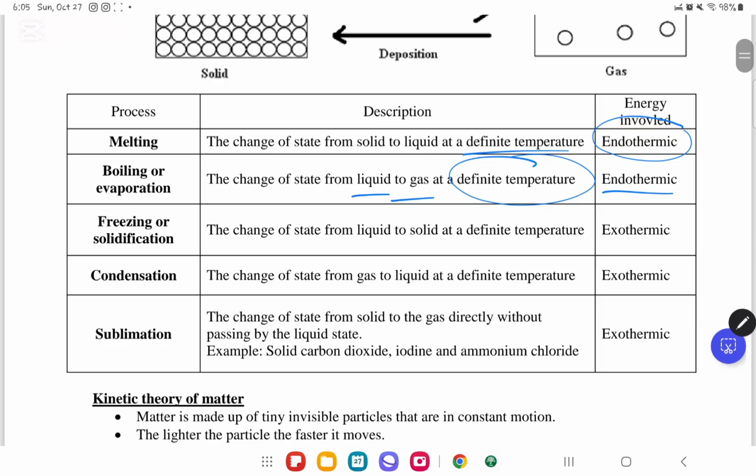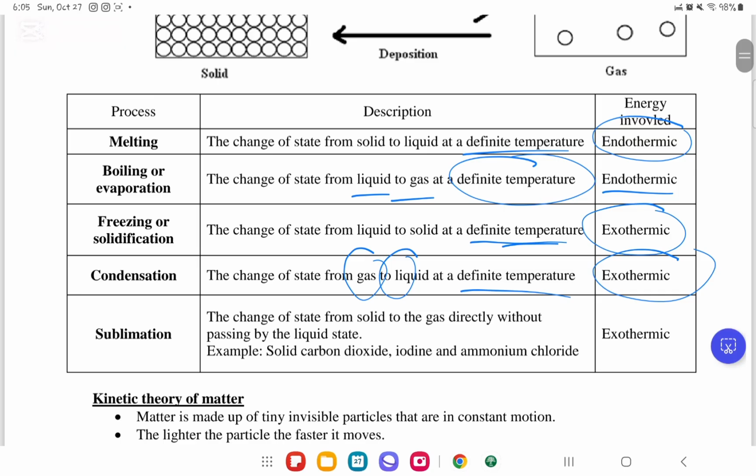Then we have freezing or solidification. It is the change of state from liquid to solid at a definite temperature. Now the difference is that it's exothermic. Exothermic means it's releasing heat, it's giving away energy. Condensation is from gas to liquid at a definite temperature, and again, it is exothermic, meaning that it releases heat, it releases energy.